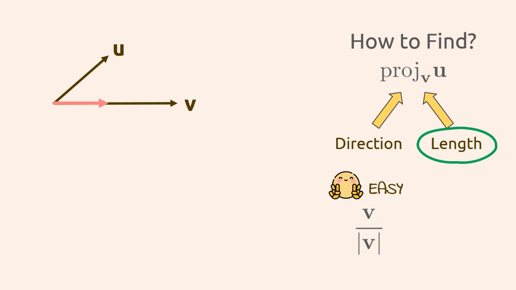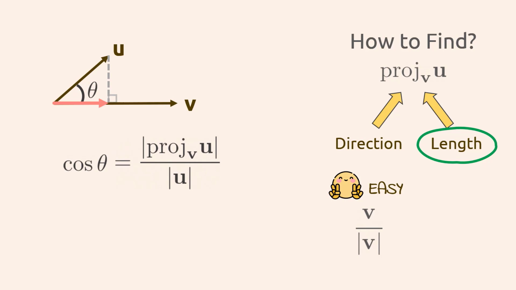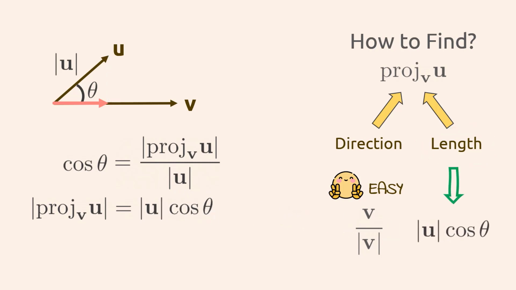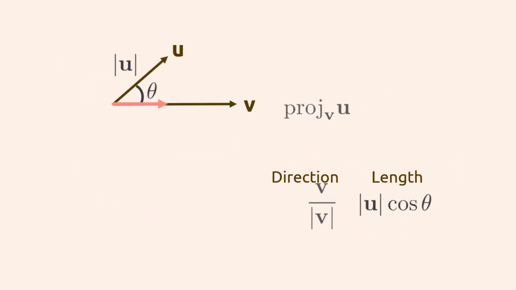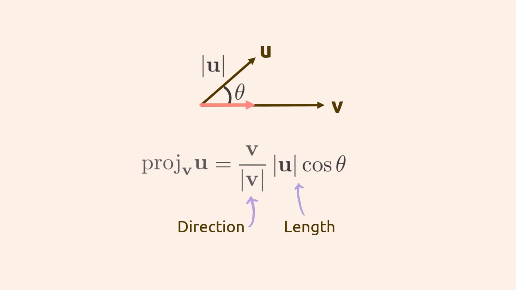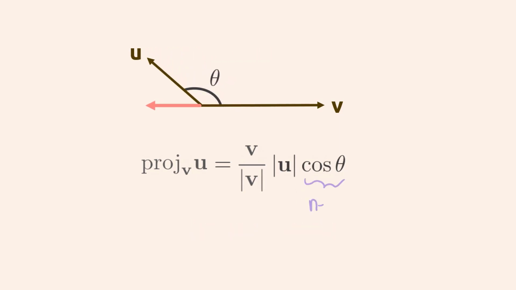What about the length? Well, we know the cosine of the angle between u and v is the magnitude of the projection divided by the hypotenuse, which is the magnitude of u. Solving this equation for the magnitude of the projection, we get this, and it's the length. So, our projection vector is obtained by multiplying the direction and the length. Just a note here. If the angle between u and v is obtuse, then the cosine of that angle is negative, and the projection vector points this way.